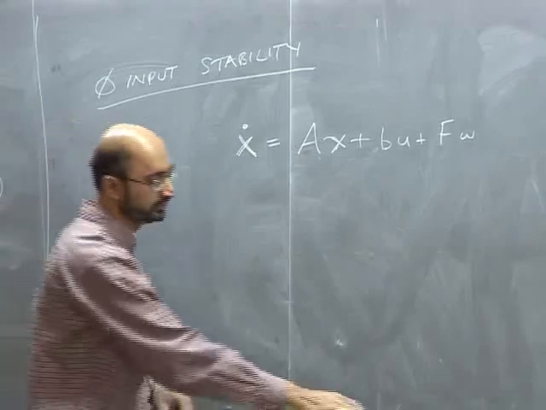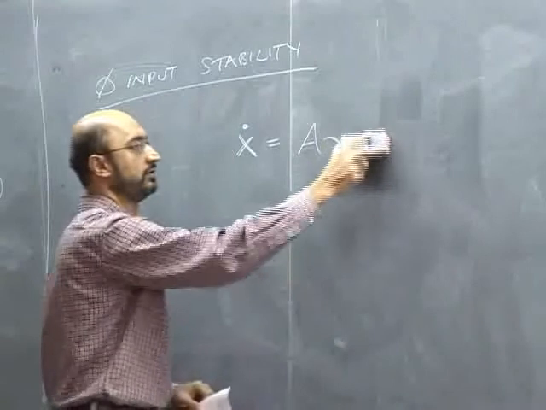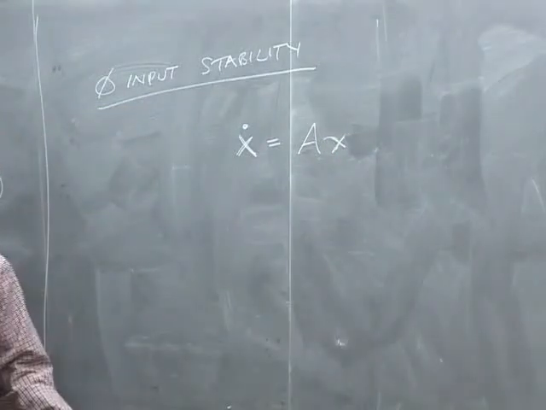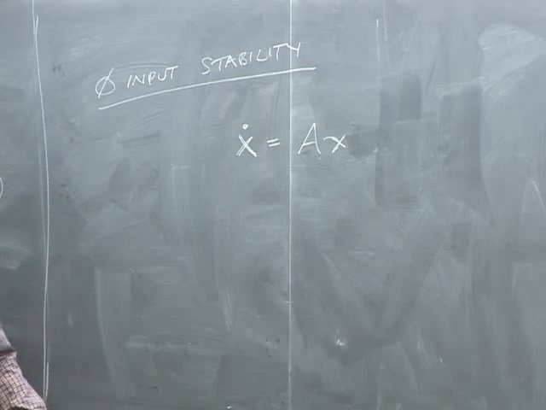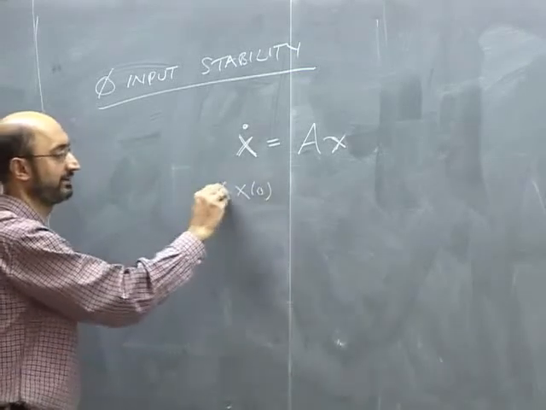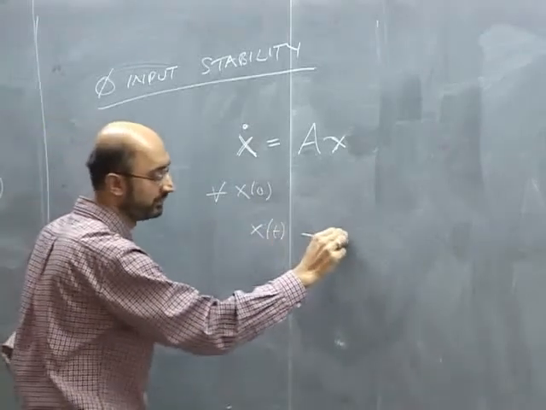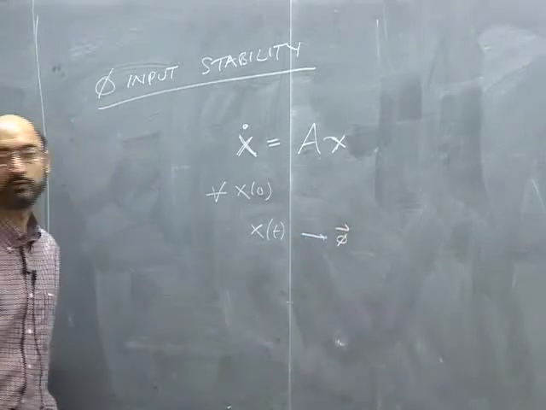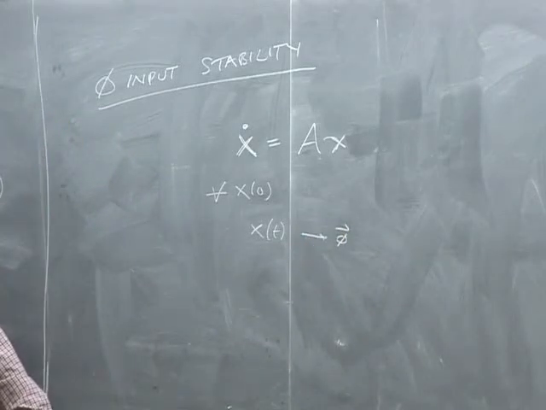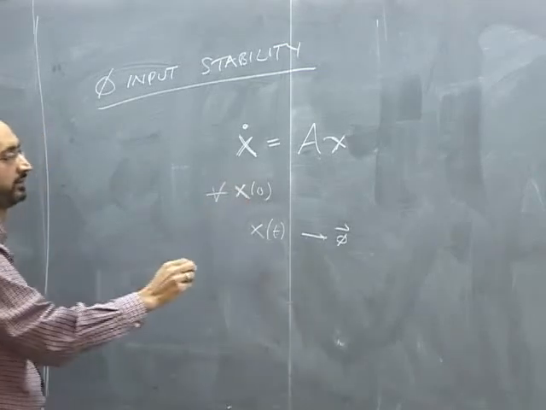We don't really care about that. For zero input, we don't care about the disturbance, and we don't care about the input because the input is 0. So really all we're left with is x dot equals Ax. That's all we care about. And now we want to know, for all possible values of x0, that x of t should be going to the 0 vector, where 0 is the equilibrium position. That's what zero input stability means. And so for all x0, we want to do this.